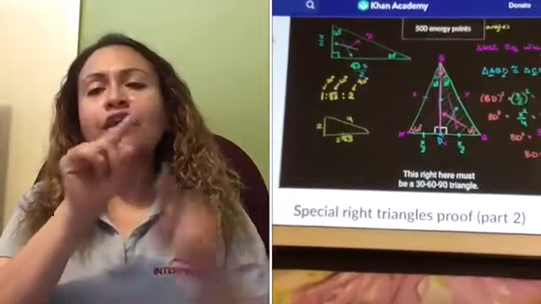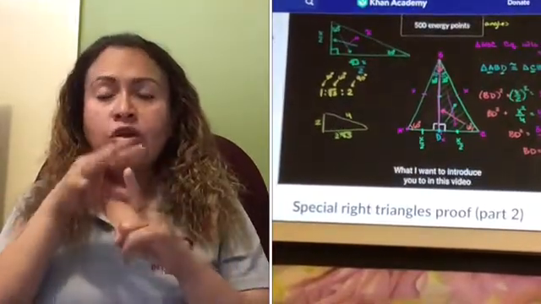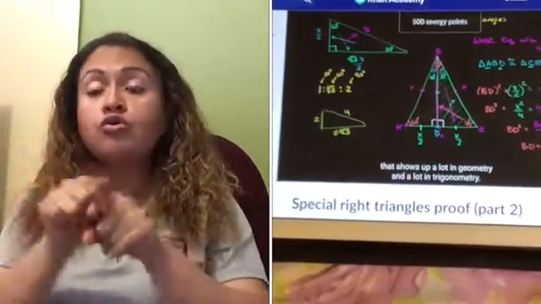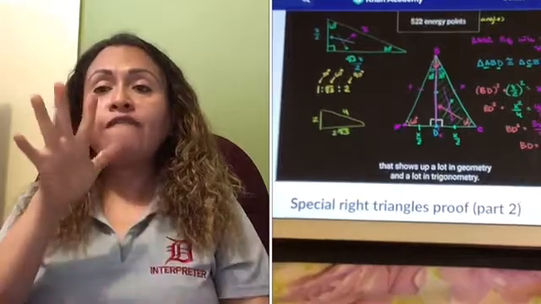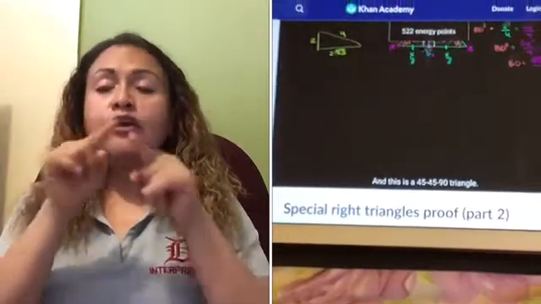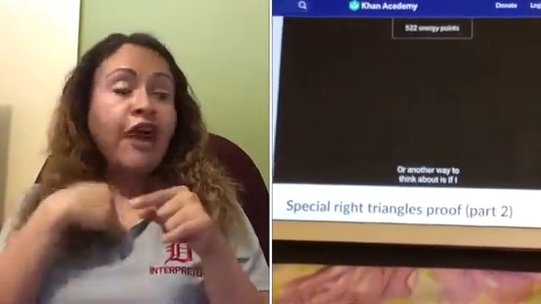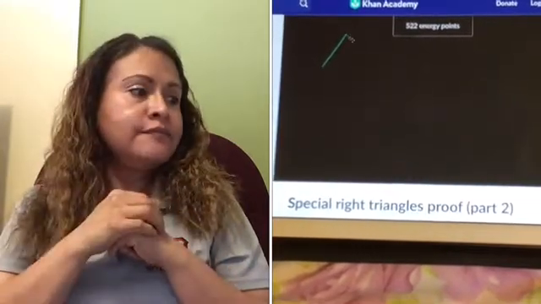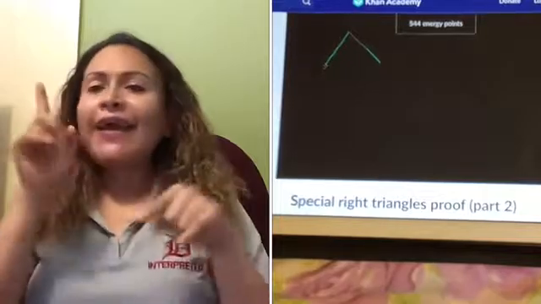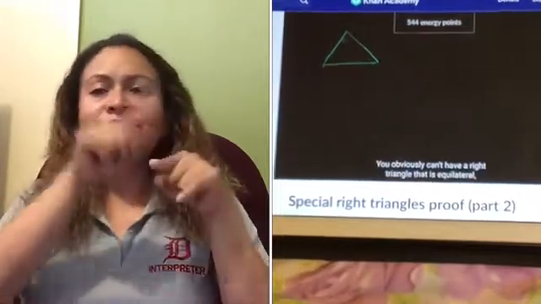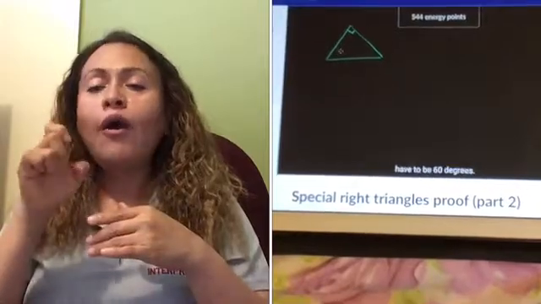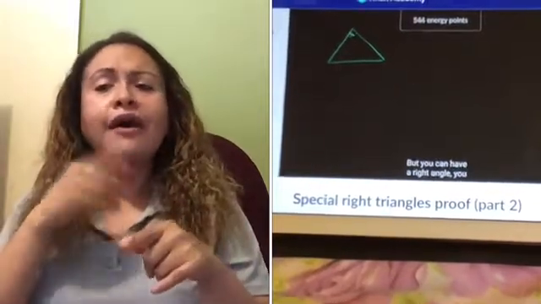What I want to introduce you to in this video is another important type of triangle that shows up a lot in geometry and a lot in trigonometry. And this is a 45, 45, 90 triangle. Or another way to think about it is if I have a right triangle that is also isosceles. So a right triangle that is also isosceles. You obviously can't have a right triangle that is equilateral, because an equilateral triangle has all of its angles have to be 60 degrees, but you can have a right triangle that is isosceles.